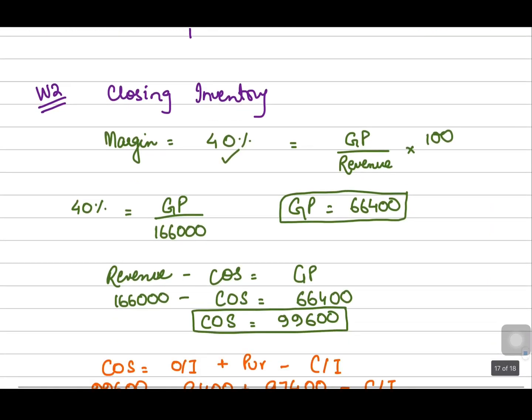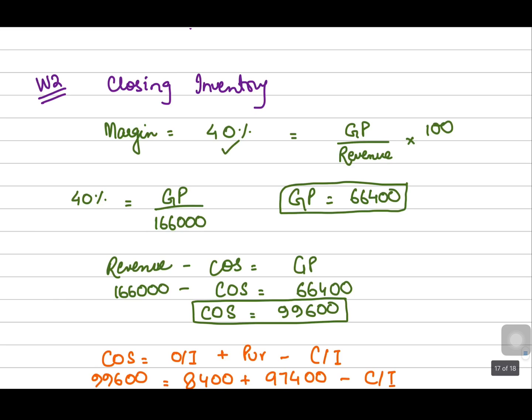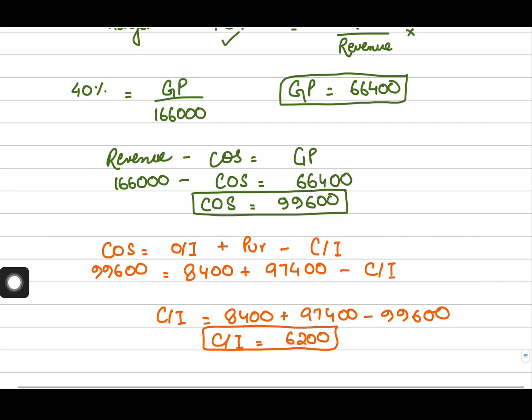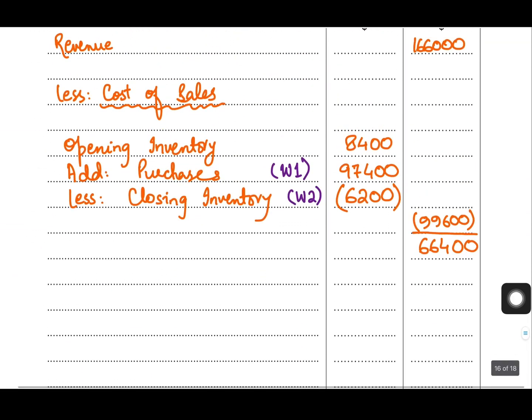Let me just give you a recap. If you have gross margin, you will use the margin and the formula; sometimes you might have gross profit, sometimes you might have revenue. So in this question we had revenue, and using these two figures, the percentage and the revenue, we calculated gross profit. Then using the sales less cost of sales formula, we calculated cost of sales, and then its breakup was used, that is opening inventory plus purchases less closing inventory, to find out closing inventory. Pretty simple, right? Now we have the gross profit.